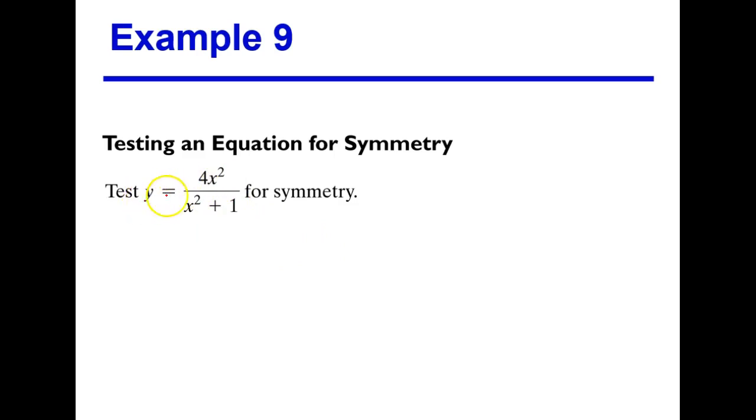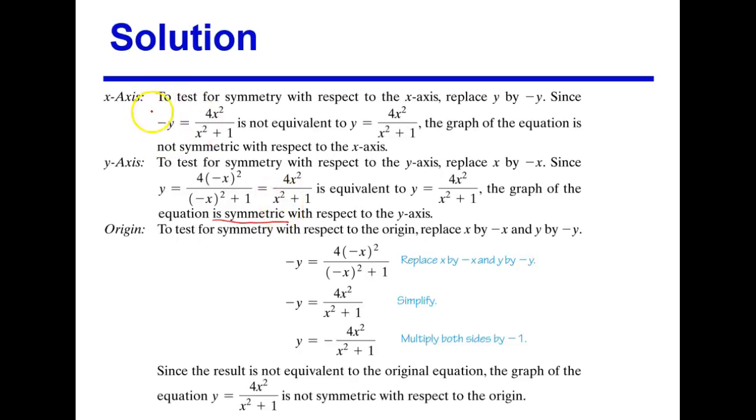So here's my equation, y equals 4x squared divided by x squared plus 1, and I'm testing this for symmetry. First we're testing if it's symmetric about the x-axis. To do that, I replace y with negative y, which is done right here. I see that this is not exactly the same thing as here, so I know that it is not symmetric across the x-axis. Now let's look at the y-axis.